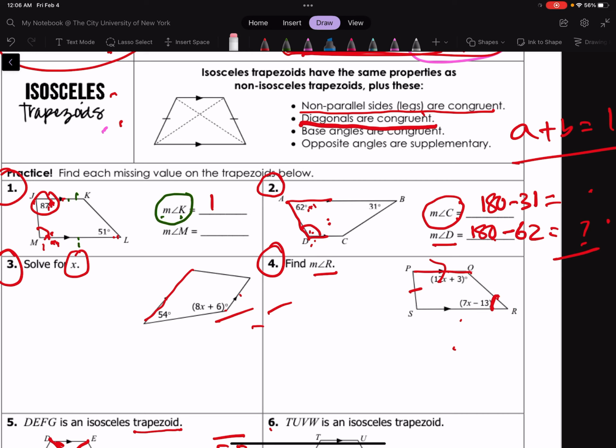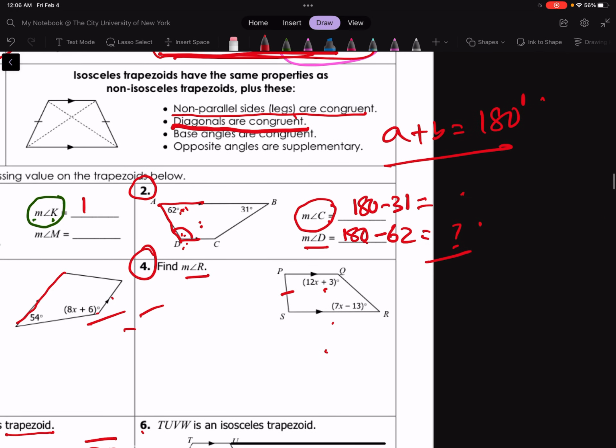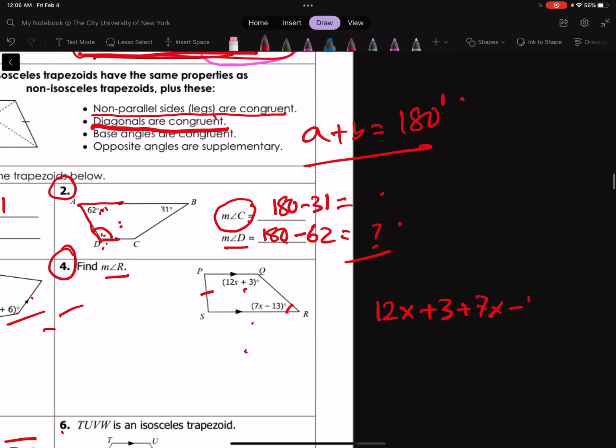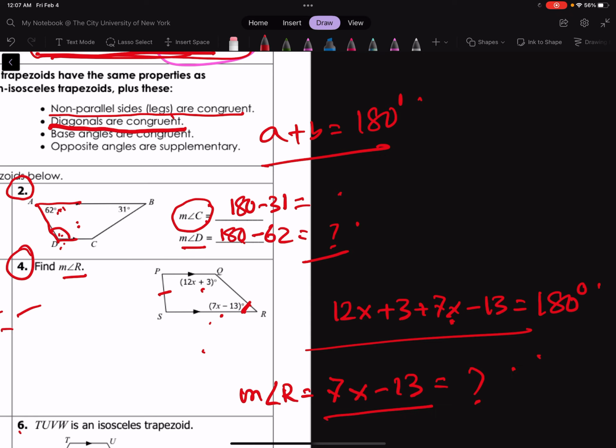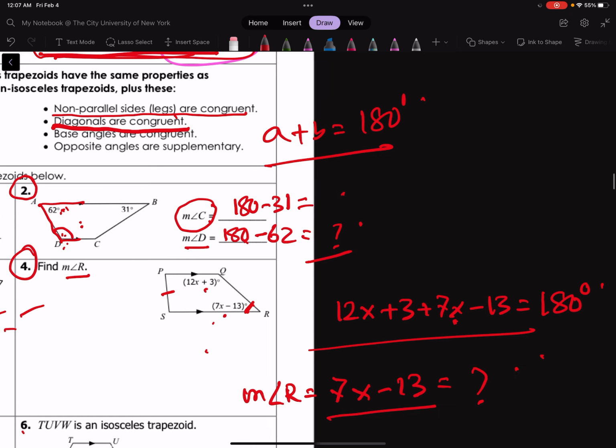Let's erase everything. This angle is 12x plus 3, and this one is 7x minus 13. That should give you 180 degrees. So solve for x, then plug your x in to find 7x minus 13. That's your measure of R. Solve it by yourself and see what you come up with.